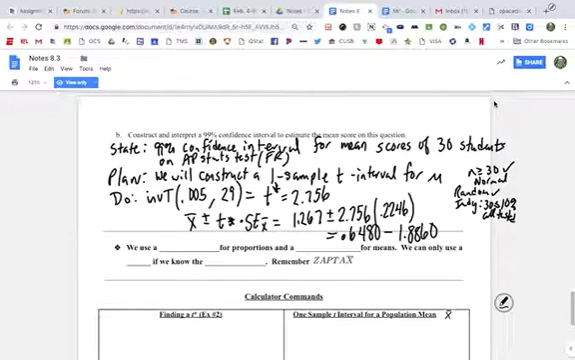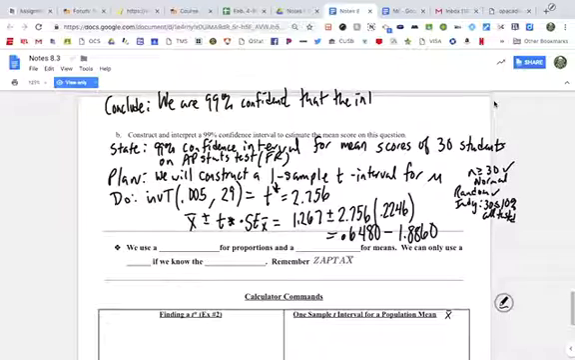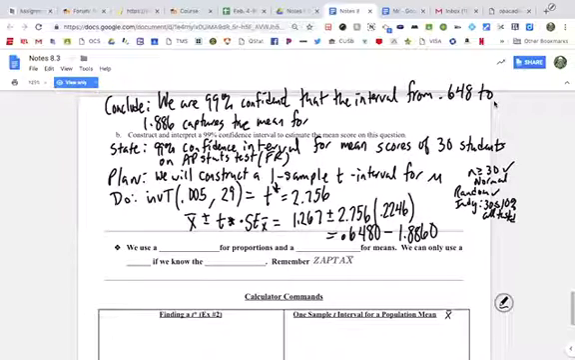Okay? And then on the AP test, you should do the conclusion. For the sake of time, we're not going to. Well, okay. So if we wanted to write out our conclusion, it would look like this. I am going to do it, I guess. We are 99% confident that the interval from 0.648 to 1.886 captures the true mean for AP Stats free responses in 2010. All right?